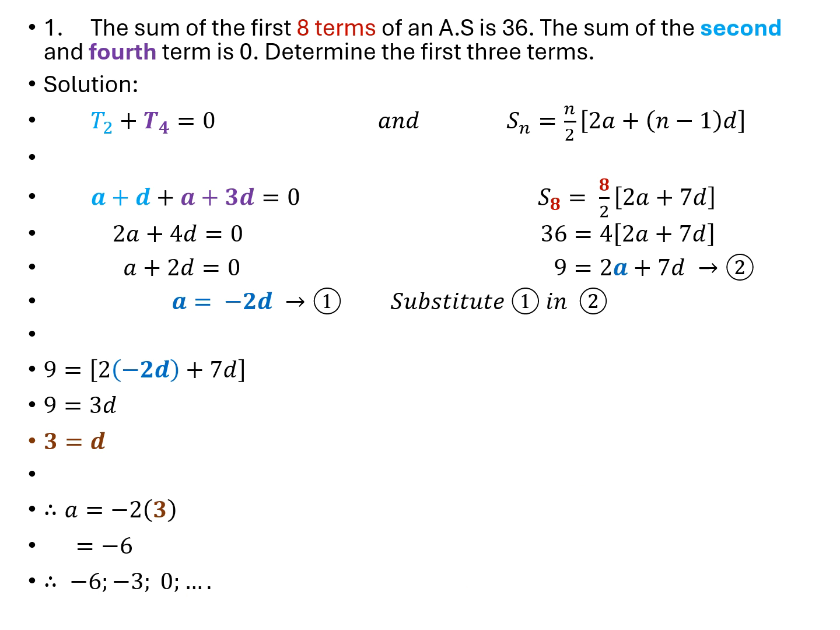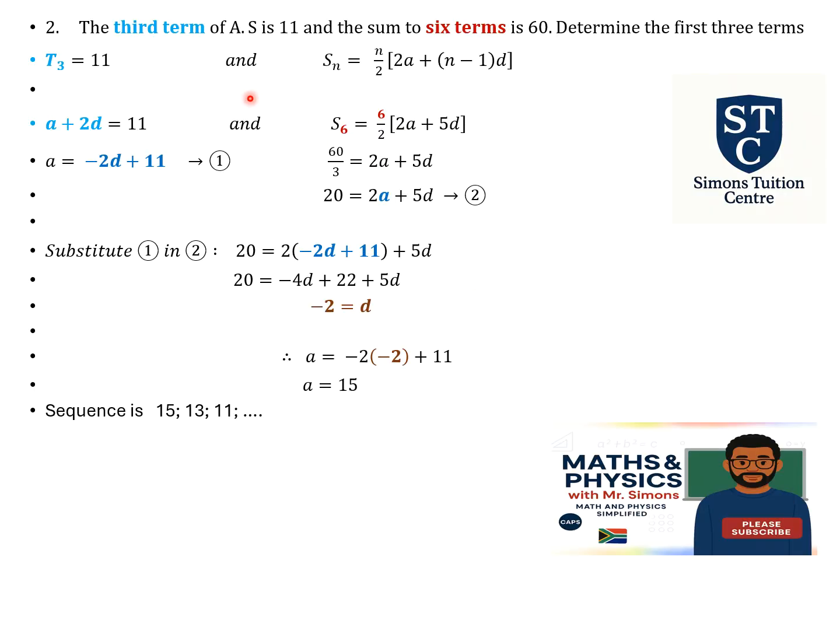Let's go look at the second problem. The third term of an arithmetic sequence is 11, so term 3 equals 11, and the sum to 6 terms is 60. They said arithmetic sequence, so I'm using Sn equals n over 2 times (2a plus (n minus 1) times d). Determine the first 3 terms. We assume you know term 3 is a plus 2d, since 3 minus 1 gives me 2d.